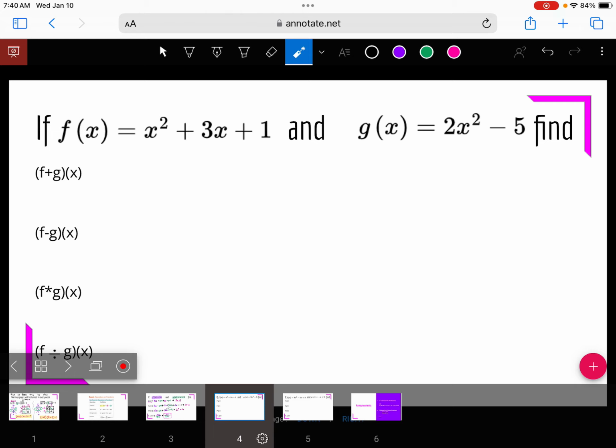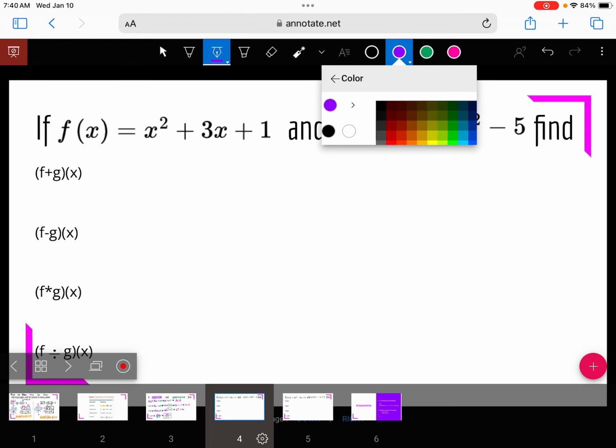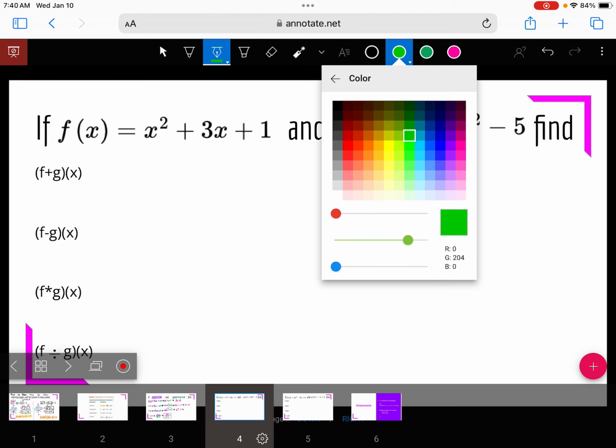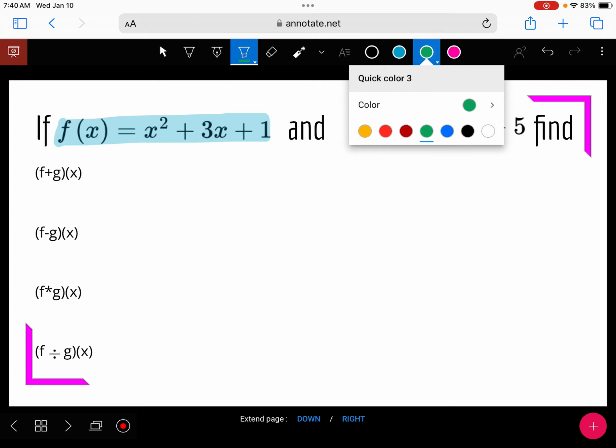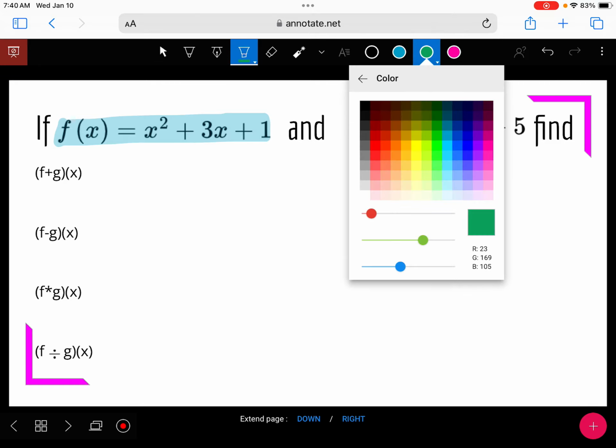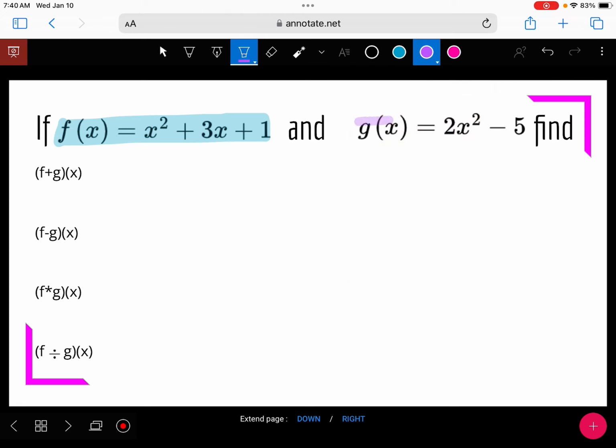So we have a new f of x and a new g of x. So I'm going to change my color since we got new functions. We're going to do kind of a tealy blue. So my f of x is x squared plus 3x plus 1. And my g of x, we'll do lilac, 2x squared minus 5. And we're doing those same 4 operations.